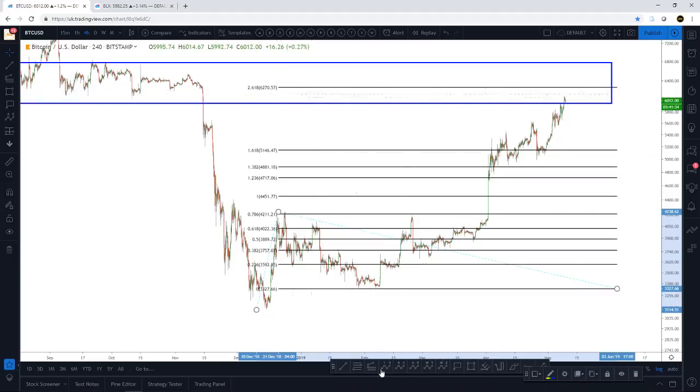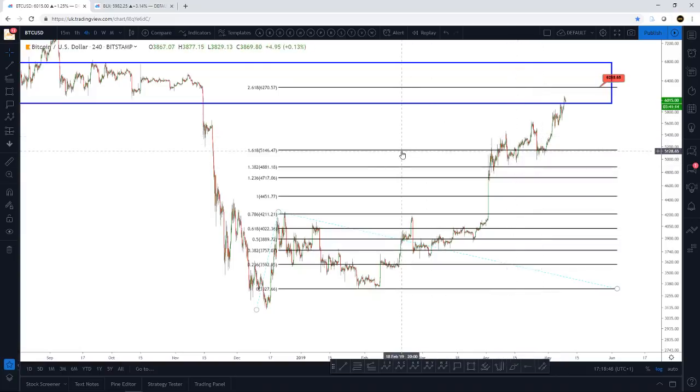Let's put a little price tag at that level. So it's around 6,200 at this point, 6,270 roughly. So that's one possible target of resistance, just from an Elliott wave point of view.